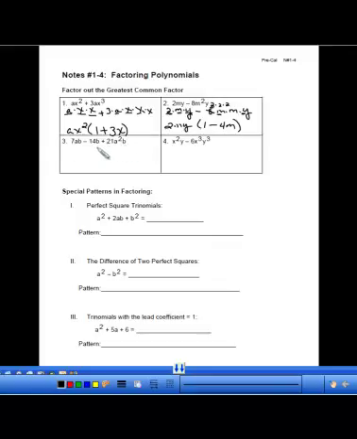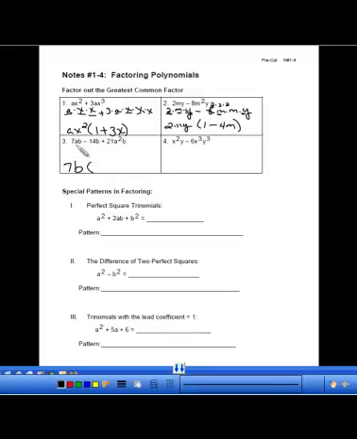So let's see if we can do number 3. We have 3 terms. Well, all of these are divisible by 7, and this has a 7, so we know our greatest common factor is going to have a 7 in it. Do they all have an a? No. This middle term doesn't have an a. Do they all have a b? Yes, they all have at least one b. So 7b is our greatest common factor.